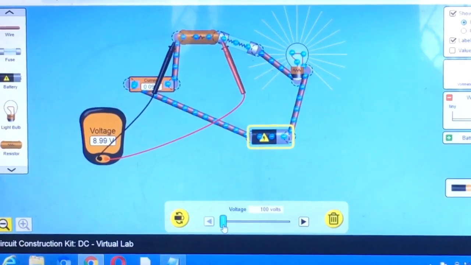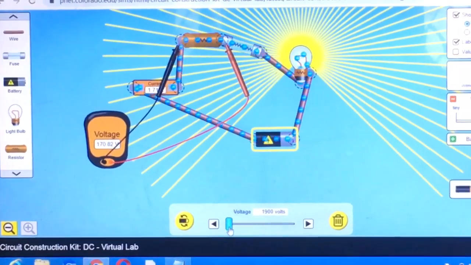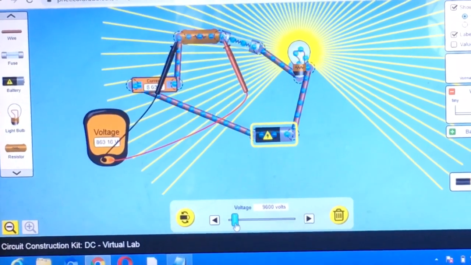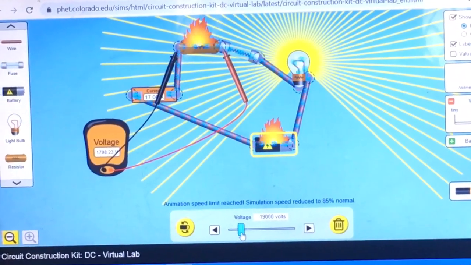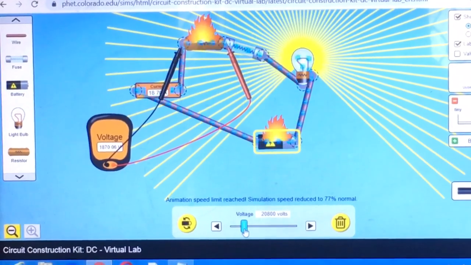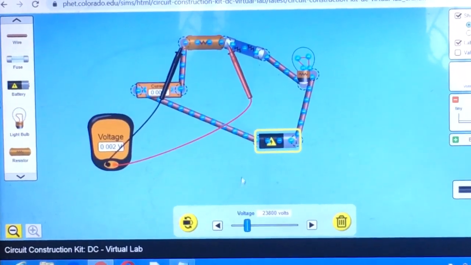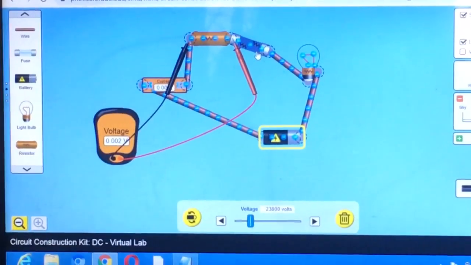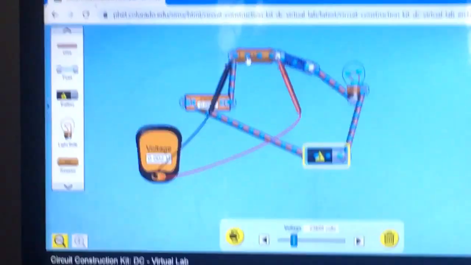I'm increasing the voltage gradually. Yes, the brightness is good, the current is 1.7. You can slowly see I'm going to increase, and now the fuse is going to melt. You can see that, yes, it's done. So what happens here is when the current is more, the heat generated will be more. That's what we are going to prove, as well as for the resistor, right?